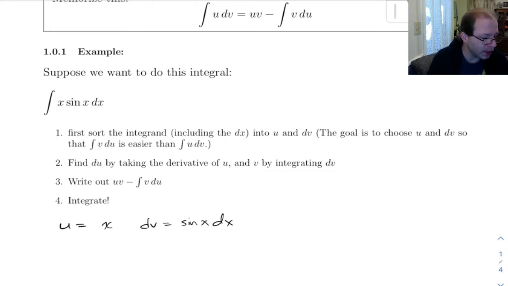What we want to do now is take the derivative of u, or the differential actually. So du is going to be 1 times dx. And over here with dv, we want to integrate it. If dv is sine x dx, v is, if you integrate sine, you get negative cosine. Notice dv is a differential and it's got the dx on it. du is a differential and it has a dx on it.